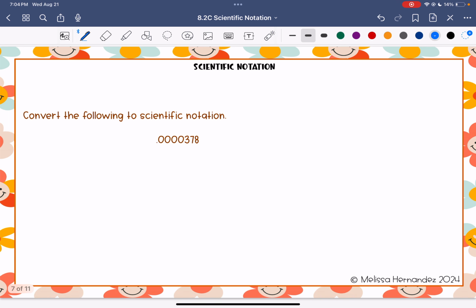Now, right now it's less than 1. So if I put the decimal after the 7, that'll be greater than 10, so that's a problem. So the decimal needs to end up here. Now, because it's a really small number, my exponent is going to be negative. So 1, 2, 3, 4, 5. Now, 3.78 times 10 to the negative 5 power.